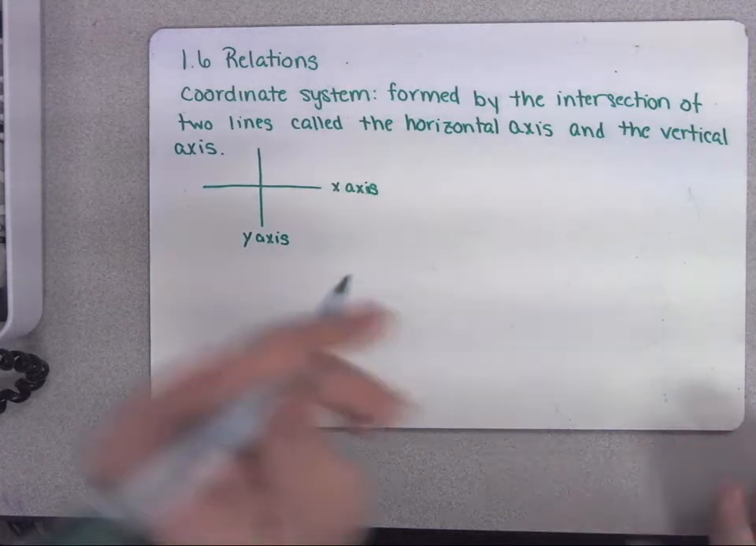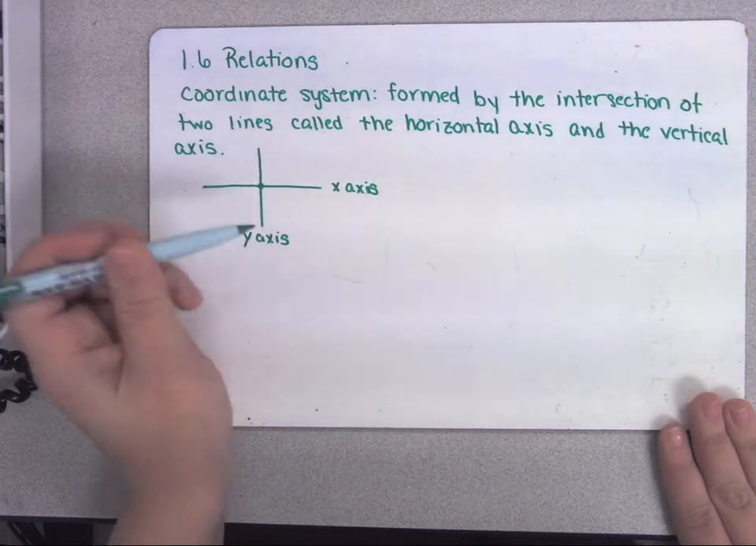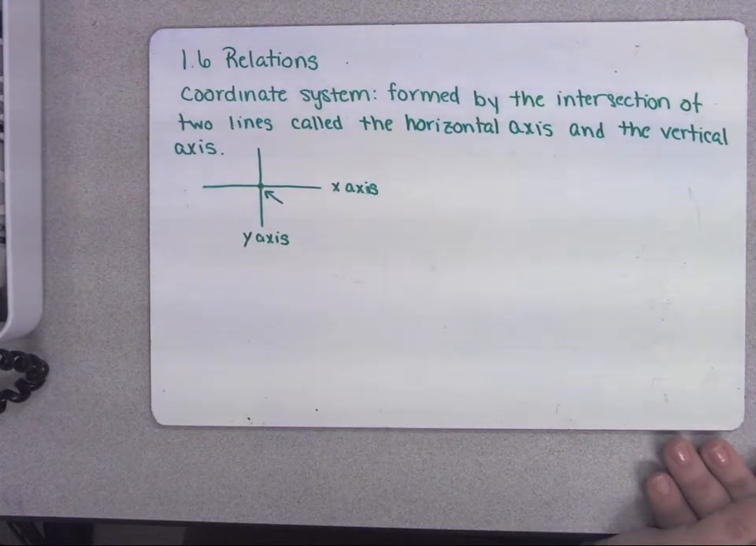Okay, other things on this graph. Do you know what we call this point right here where they intersect, where those two lines cross each other, where the x-axis and the y-axis cross?